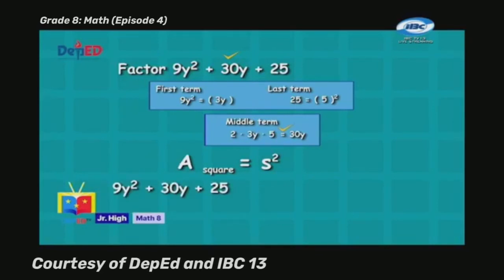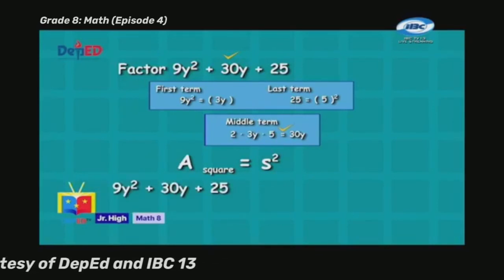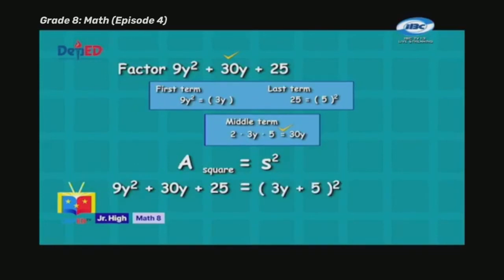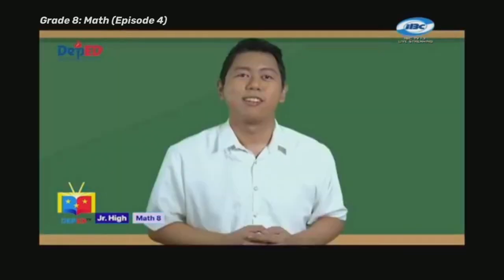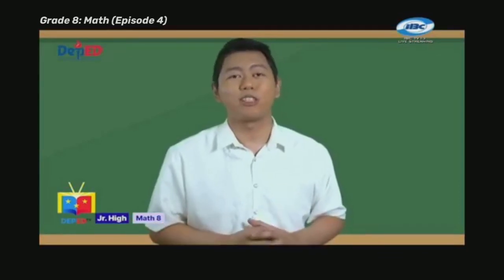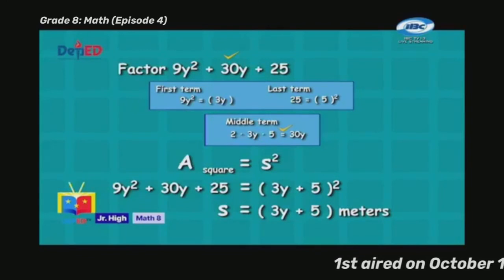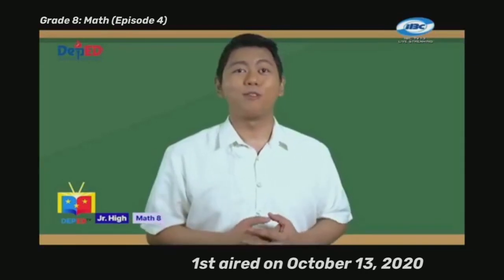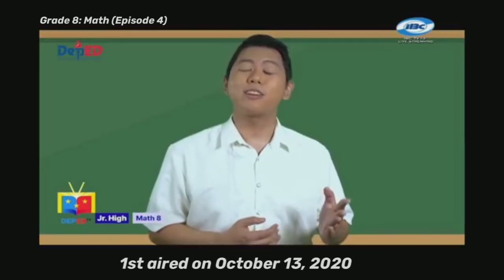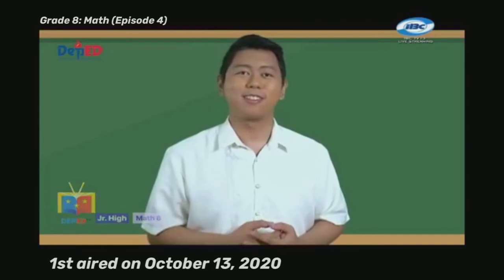9y squared plus 30y plus 25 is equal to the square of what binomial? The square of 3y plus 5. So how long is the edge of the vegetable garden? It is represented by 3y plus 5 meters. The most common problems that involve factoring are about the area or volume of figures.